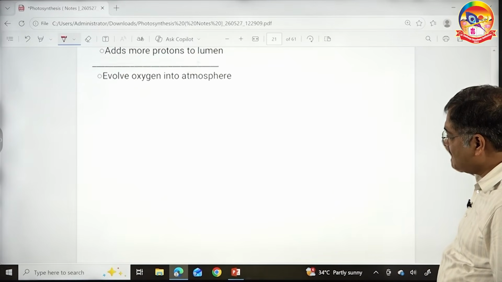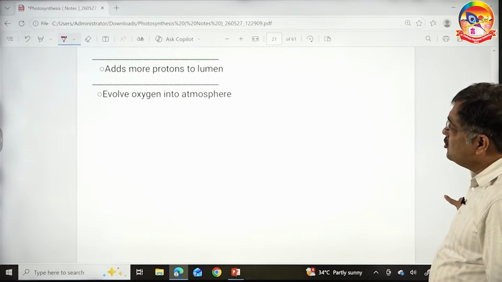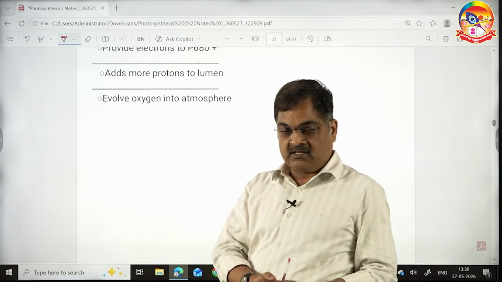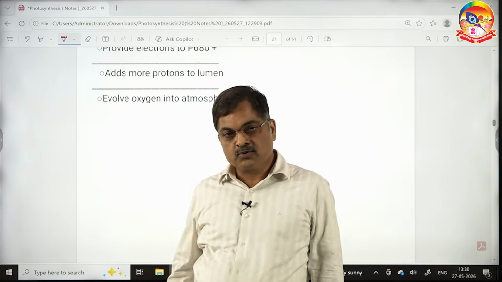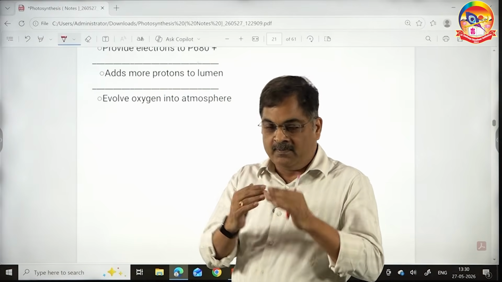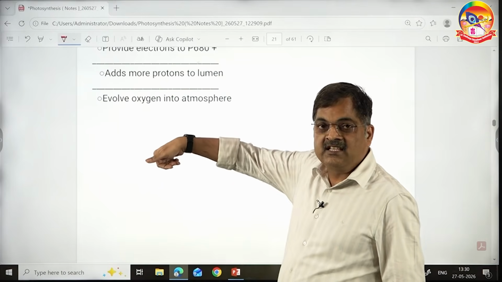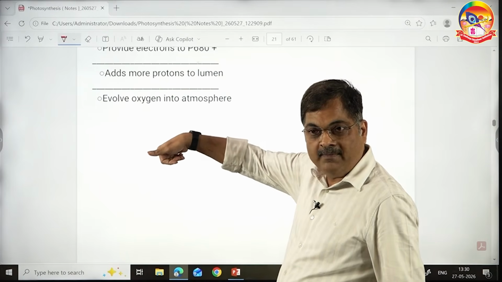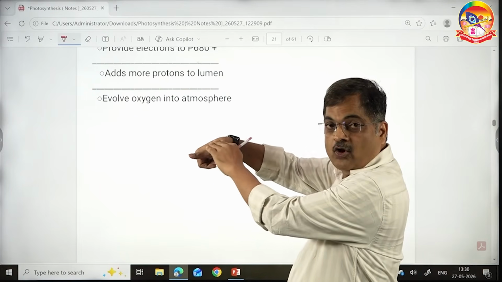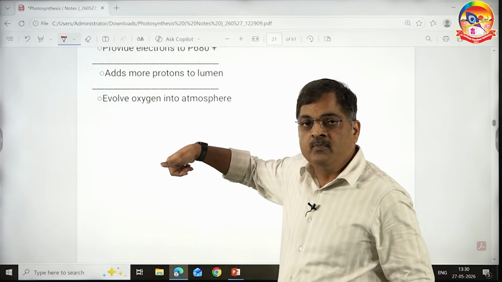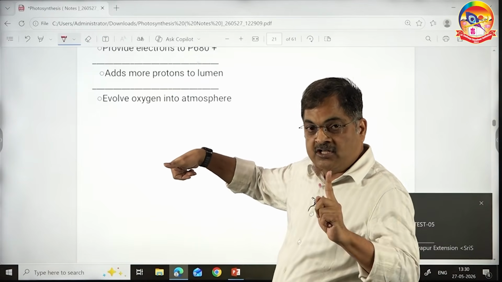Look here, children. This topic I'll divide into 2 or 3 installments. This non-cyclic electron transport we'll study in 3 installments such that it becomes easier for you to follow. Look here, this is a thylakoid membrane. Observe, this is the thylakoid membrane, and the space inside the thylakoid membrane is said to be the lumen. Now listen carefully, concentrate more.